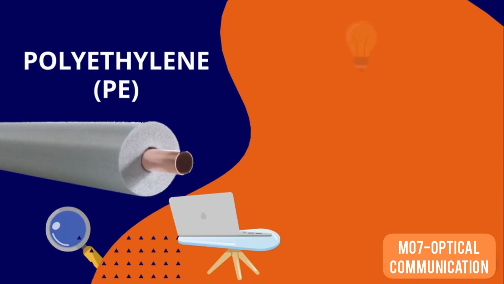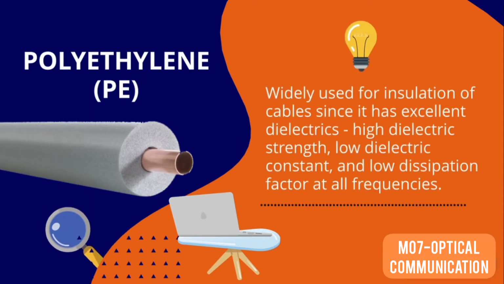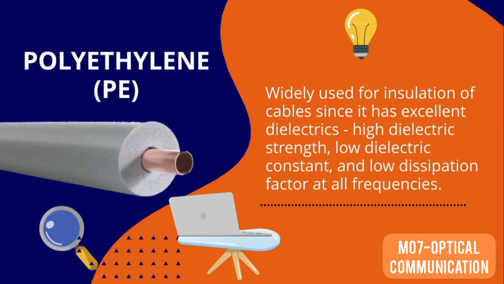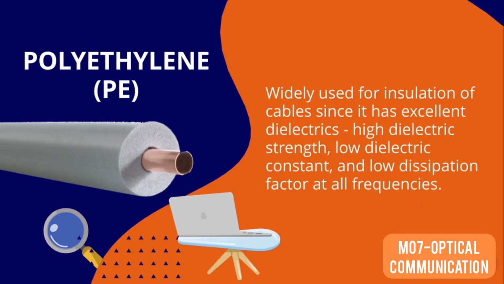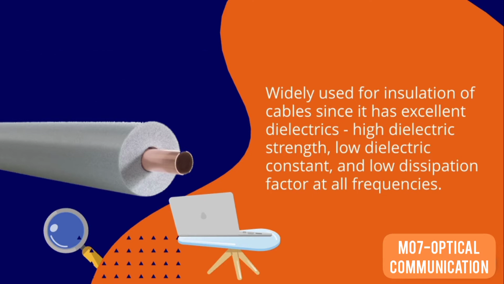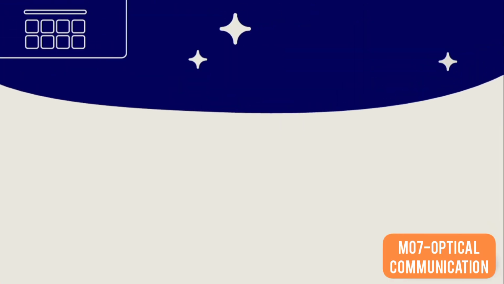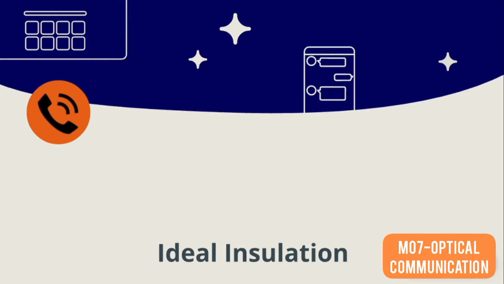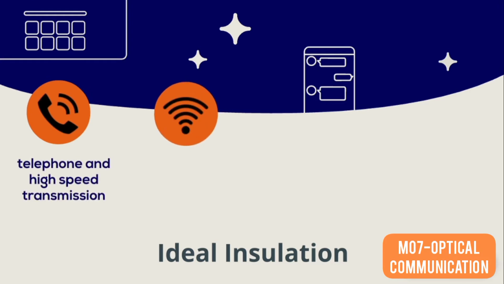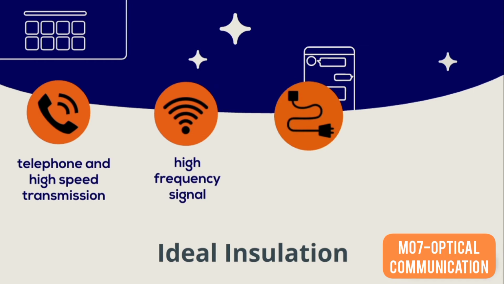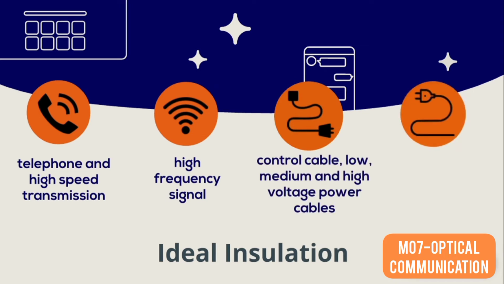So first is polyethylene. Polyethylene is widely used for insulation of cables since it has excellent dielectrics, high dielectric strength, low dielectric constant, and low dissipation factor at all frequencies. This makes it an ideal insulation across a range of different cable types, including telephone and high-speed transmission, high-frequency signal and control cable, low, medium, and high-voltage power cables, and overhead line wire and service drop cables.